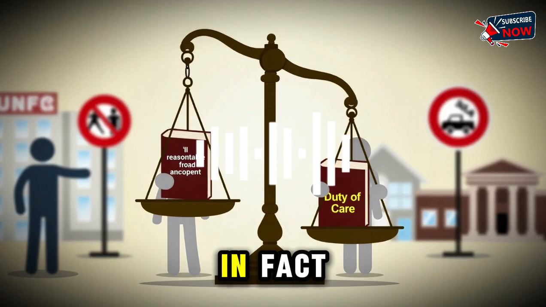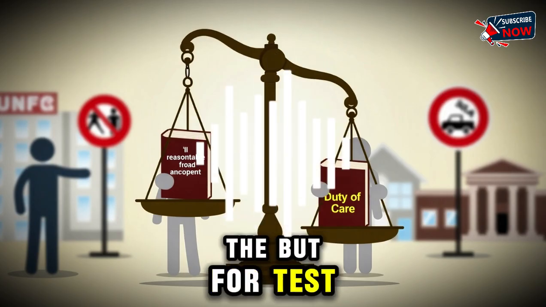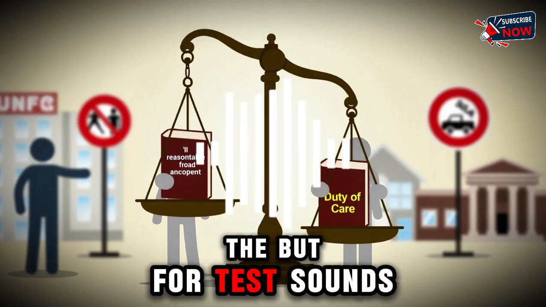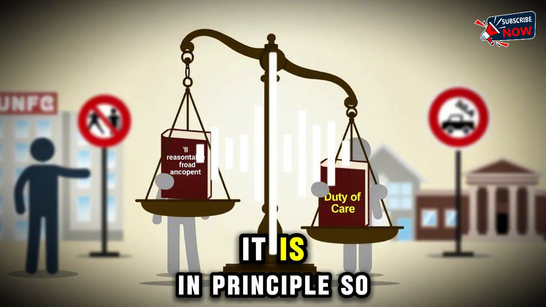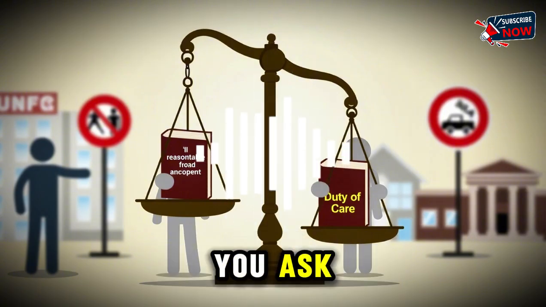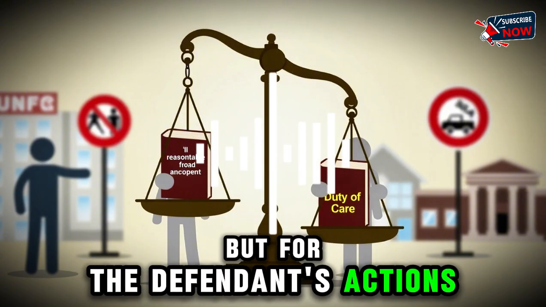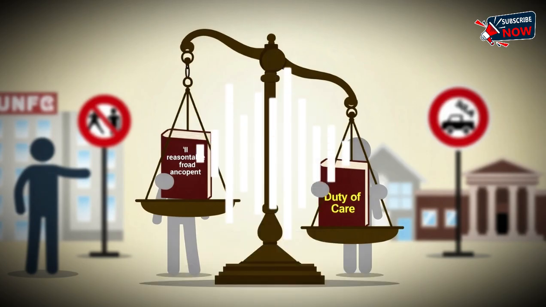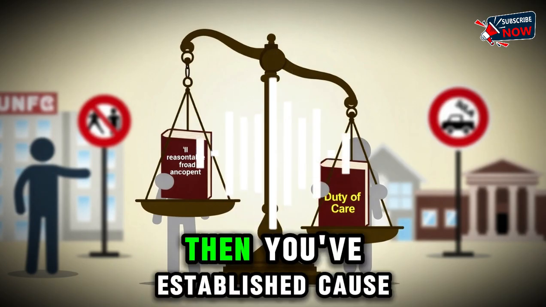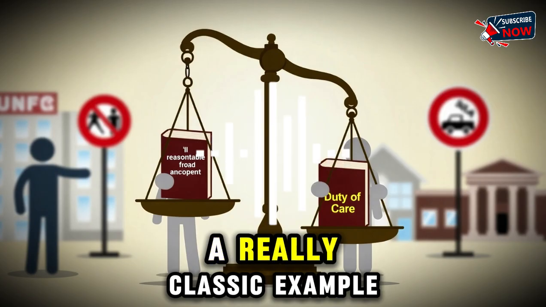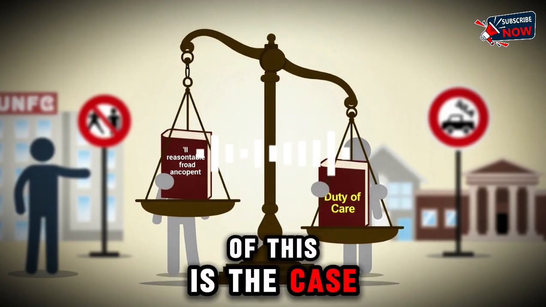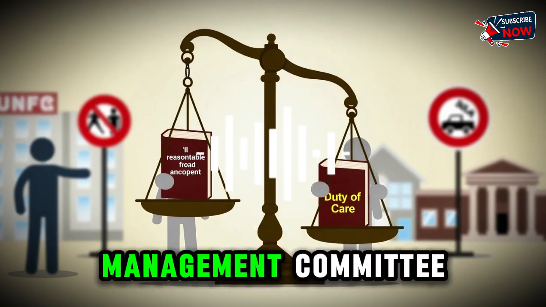Let's start with cause in fact, and this is where the but-for test comes in. The but-for test sounds simple enough. It is, in principle. So you ask, but for the defendant's actions, would the harm have occurred? If the answer is no, then you've established cause in fact. A really classic example of this is the case Barnett v. Chelsea in Kensington Hospital Management Committee.